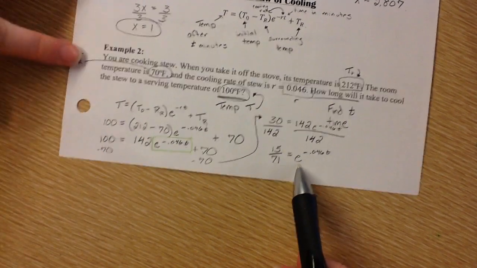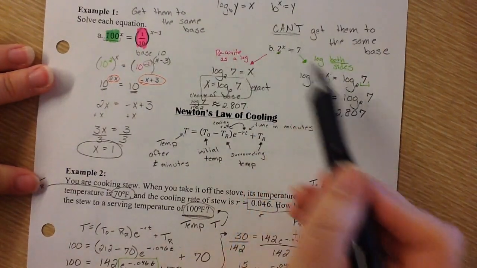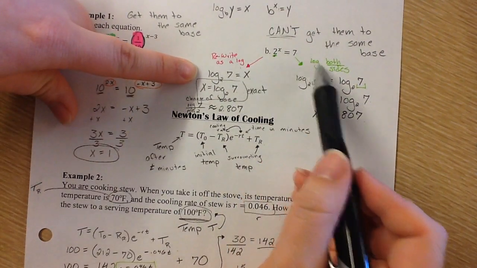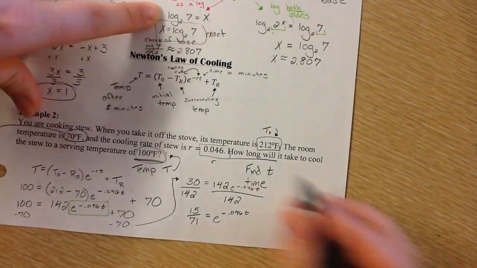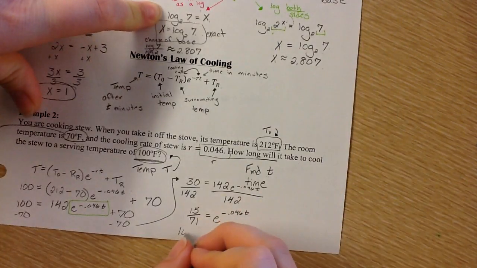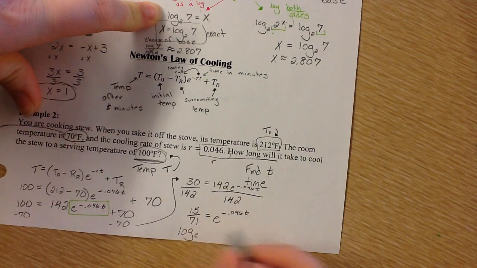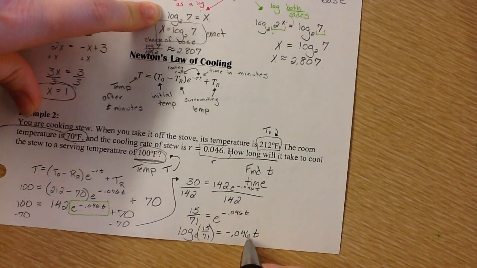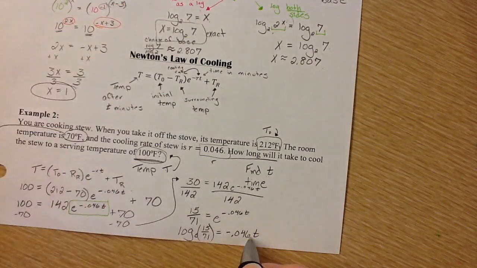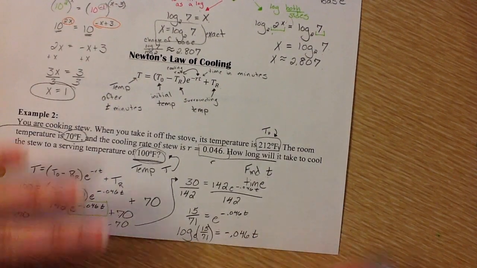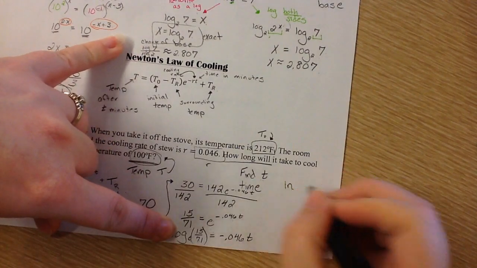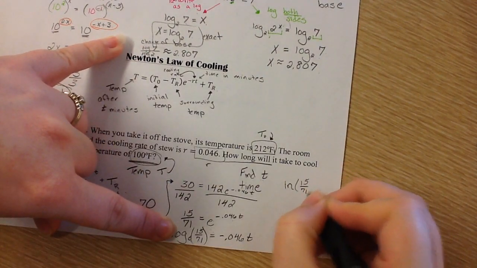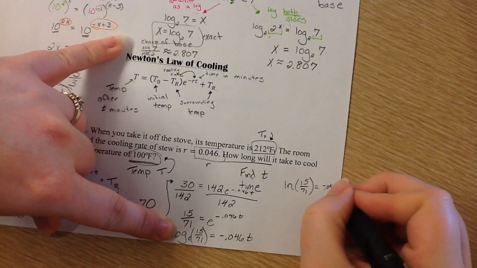So this is base e. So now we'll come up here and we'll use one of these two methods. We'll either rewrite it as a log or we'll log both sides. I'm going to rewrite it as a log. So this would be log base e of the 15 over 71, so that's what I'm taking the log of, equals negative 0.046 t, because logs equal the exponent. So here's my exponent, that's what the log equals. Log base e we can just write as natural log, ln, of 15 over 71 equals negative 0.046 t.